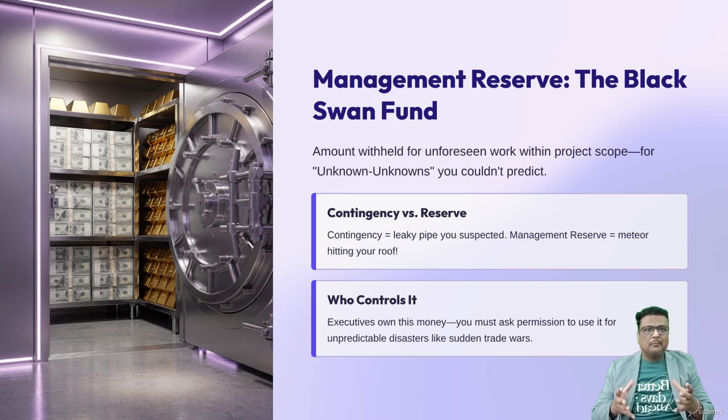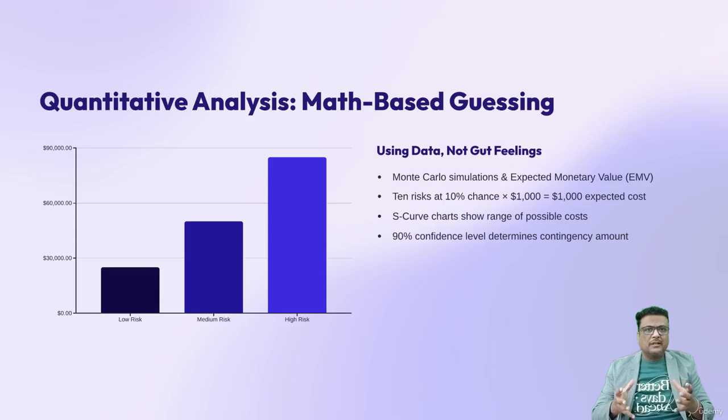So now that we've mastered the two different layers of protection, the one you control and the one the bosses control, you might be wondering how we decide exactly how many dollars to put in your contingency bucket. Well, that brings us right into our next step, which is the use of quantitative analysis for budgeting. To move away from gut feelings and toward real science, we use quantitative analysis to set our budget.